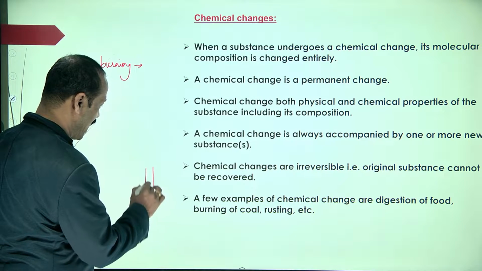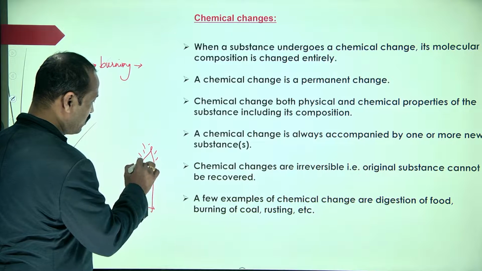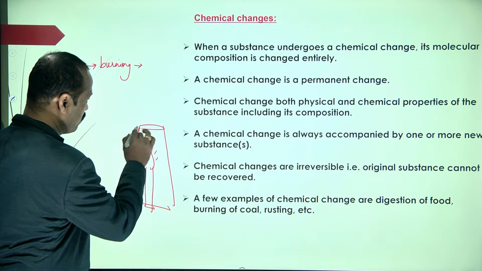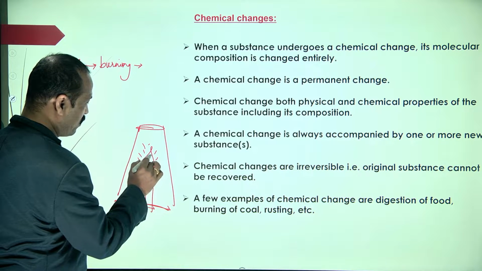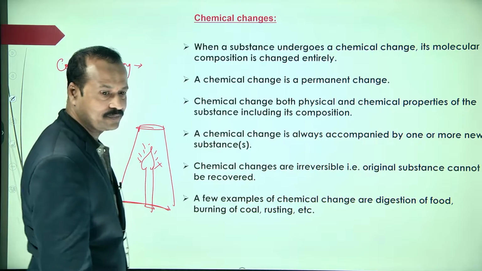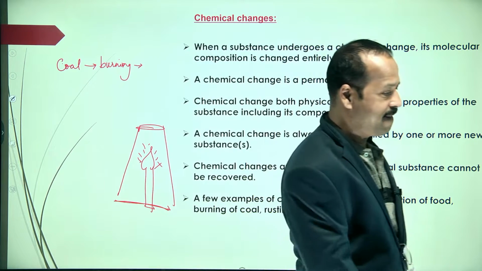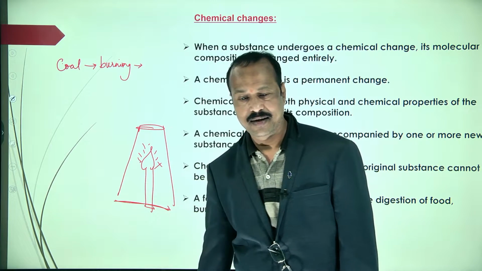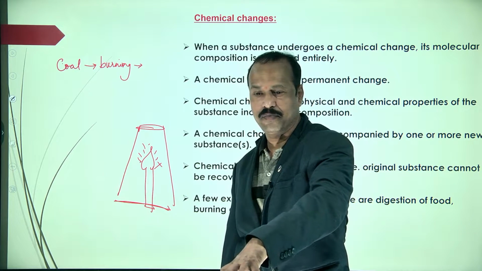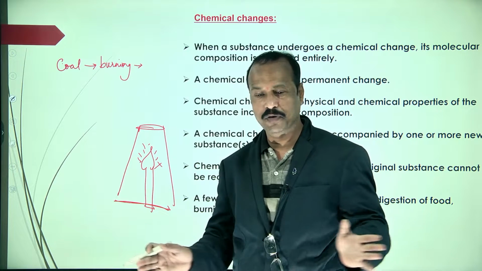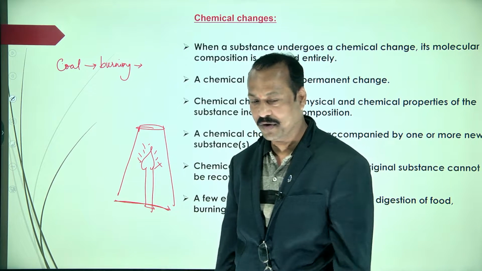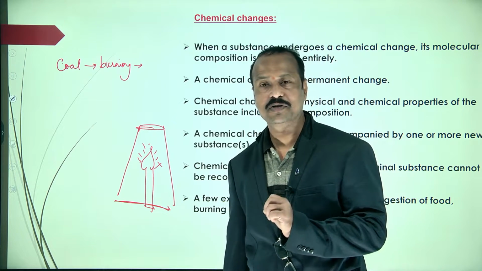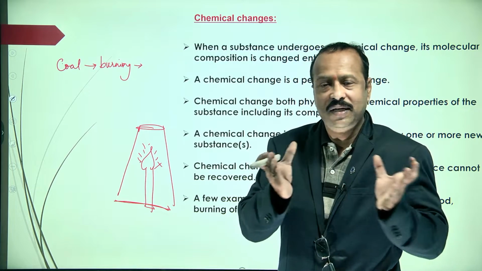For example, you take one candle and light it, so it will light. Now you take one tumbler and put it upside down over it. After some time, the candle will be put off. Yes or no? Did you study this one? When you put the tumbler over the burning candle, it goes off. Why? Because it requires oxygen. Mostly substances burn in the presence of oxygen.